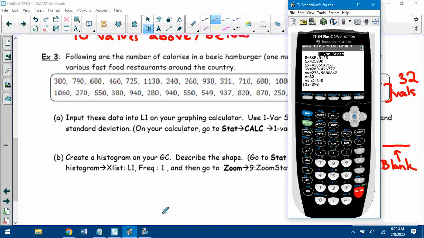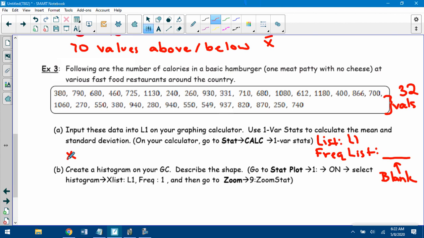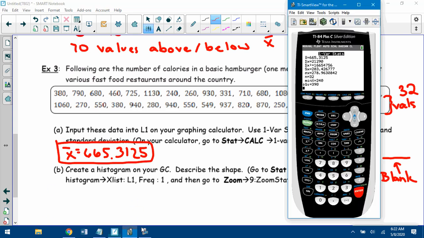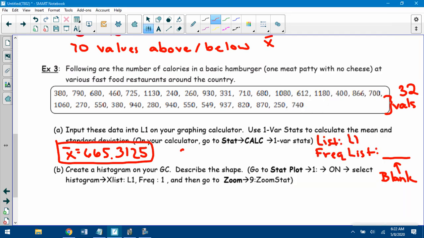Okay, so I want the mean and the standard deviation. I get a lot of information. The mean is somewhere on the screen. Where is it? It's the first thing, because that's x bar. So x bar is 665.3125. Okay, so there's your mean. And remember what standard deviation is. Do you see standard deviation on here at all? It's right here. I've got a little x by it, but the standard deviation of the x values is 278.963-ish. So this is standard deviation. That's about equal to 278.963.